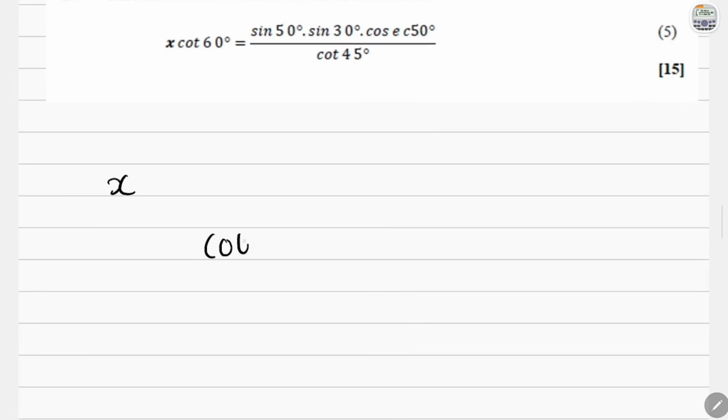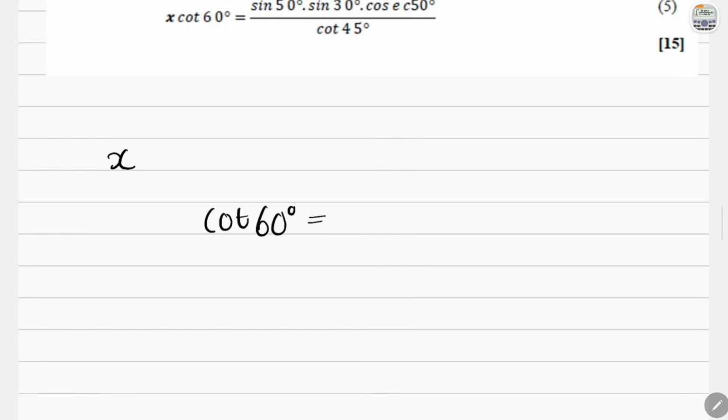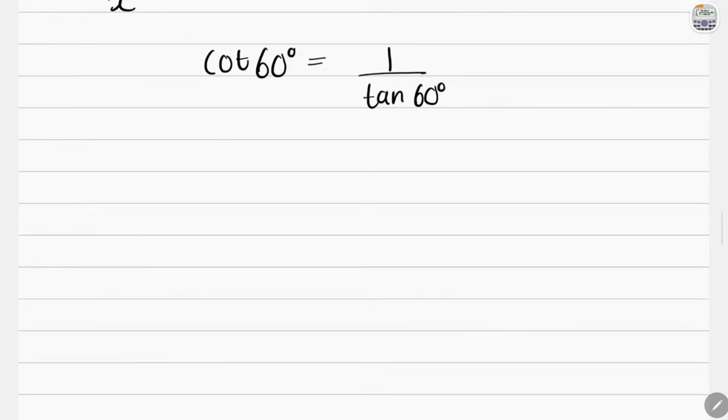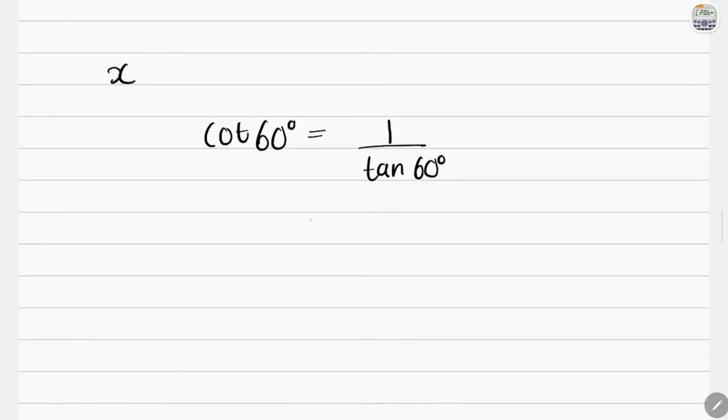And then what is cotan 60 degrees? Well, this is the reciprocal for tan. And so it is 1 over tan 60 degrees. Okay, that's what it's equal to. And so remember that tan is opposite over adjacent. So that would mean that cotan is going to be adjacent over opposite. It's the reciprocal. So the numerator and denominator switch places.